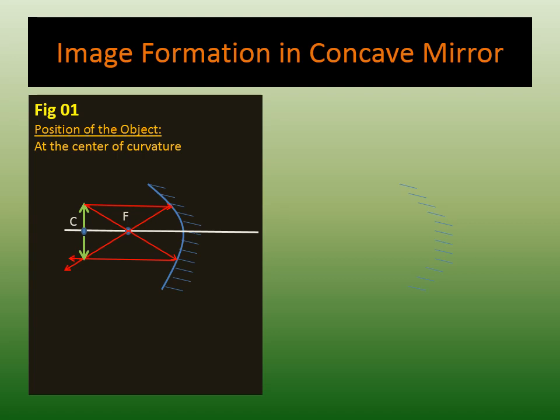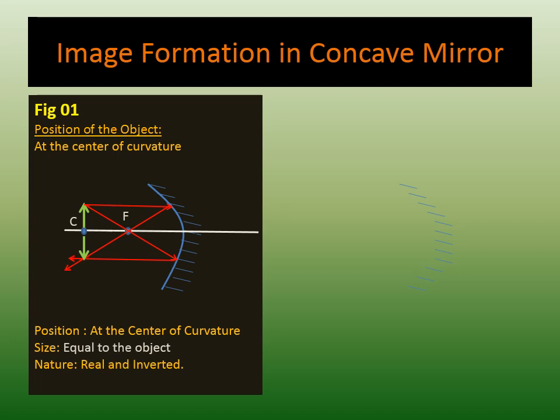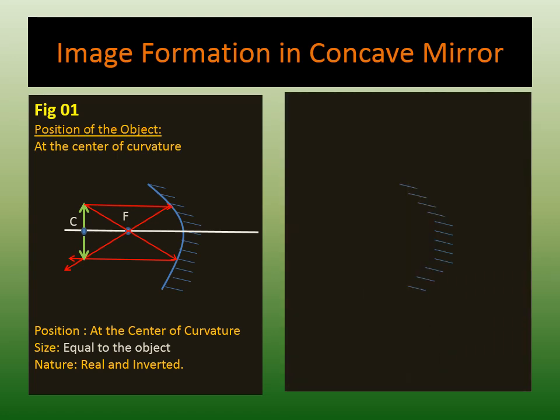image. This is the image which is inverted, but the distance of the object is equal to the distance of the image. This is very interesting here. Now this is the position of the image. The position of the image is at the center of curvature. That means if an object is situated just at the center of curvature, then the image will form just at the center of curvature, and the size of the image is equal to the object. This is also interesting.